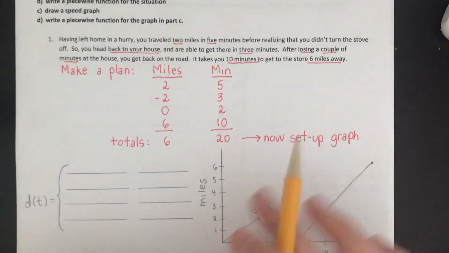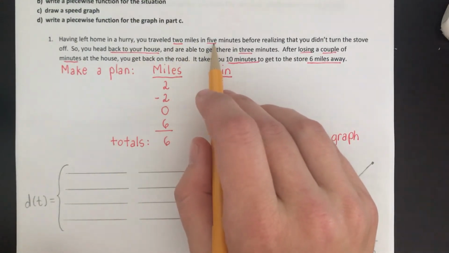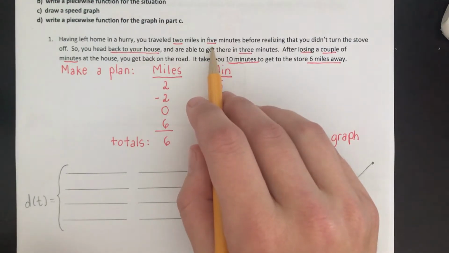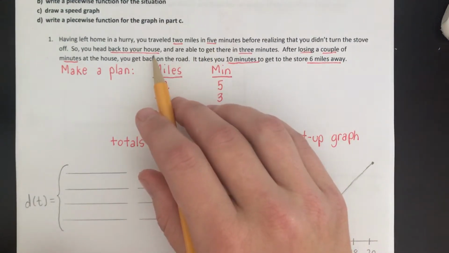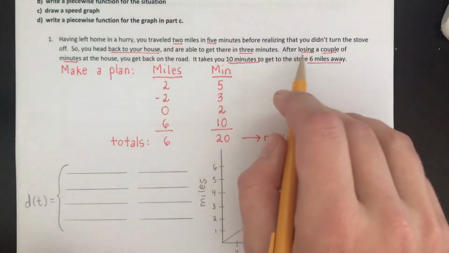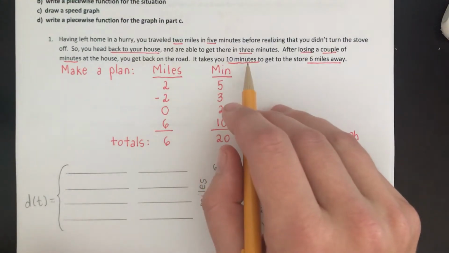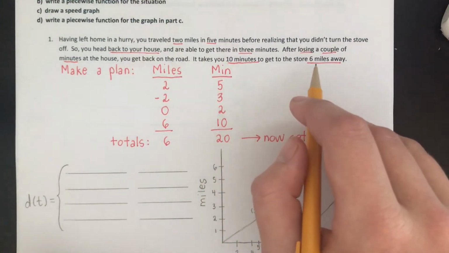So number 1, having left home in a hurry, you traveled 2 miles in 5 minutes before realizing that you didn't turn the stove off. So you head back to your house and you're able to get there in 3 minutes. After losing a couple of minutes at the house, you get back on the road. It takes you 10 minutes to get to the store 6 miles away.